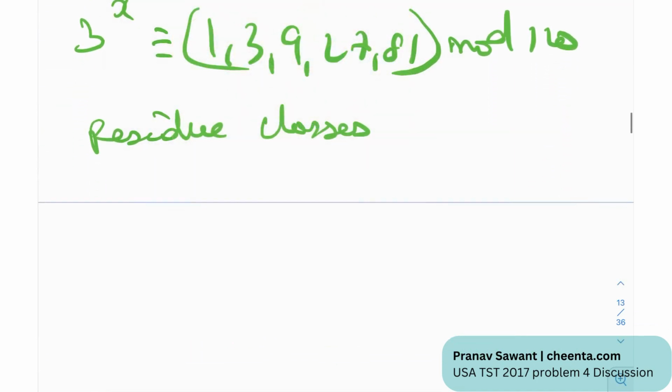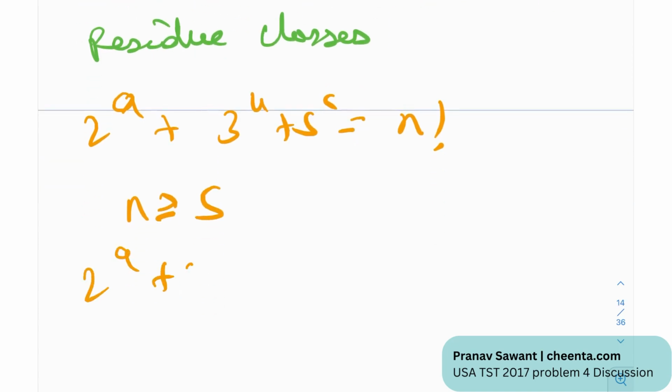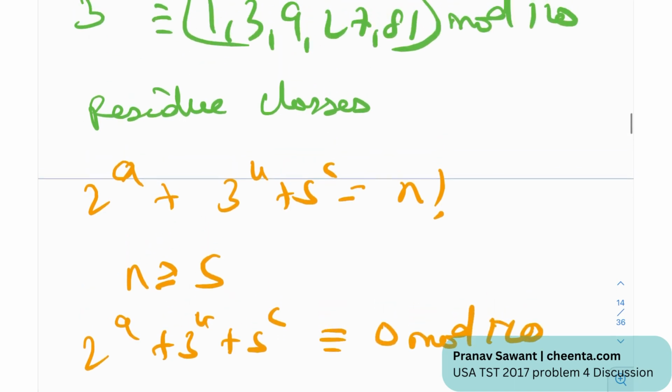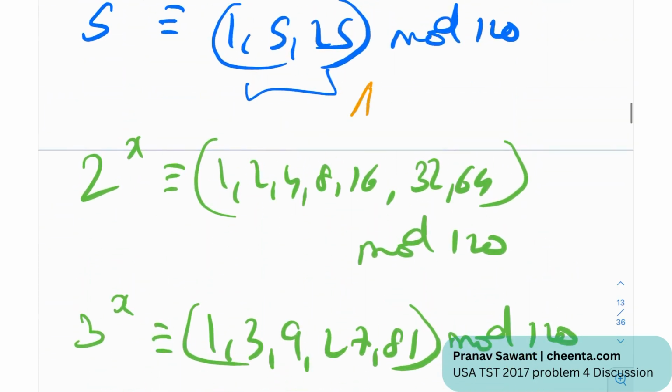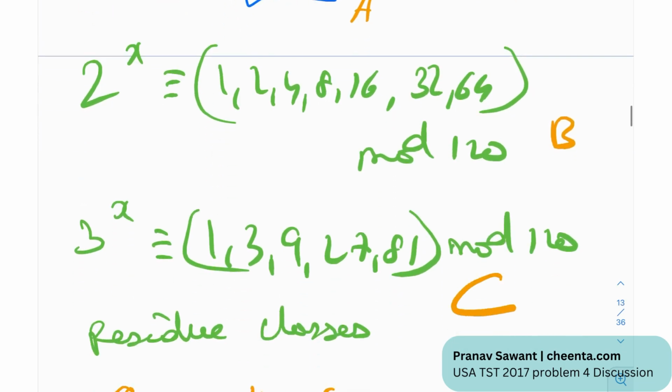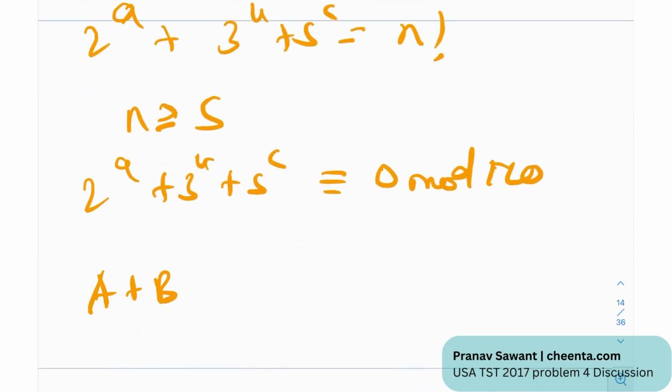Okay, so they had given us that 2 raised to the power a plus 3 raised to the power b plus 5 raised to the power c is n factorial. And if you're considering n greater than or equal to 5, that essentially means that 2 raised to the power a plus 3 raised to the power b plus 5 raised to the power c needs to be congruent to 0 mod 120, which is what we have worked with in the question. So if I label this set as a, this set as b, and this set as c, the elements in the residue classes, I'll get a plus b plus c is equal to 0.